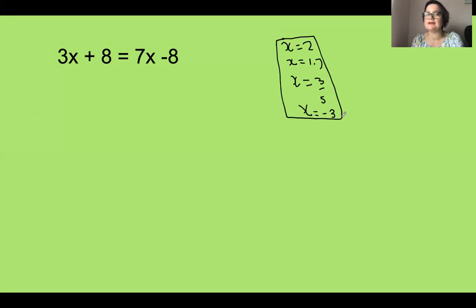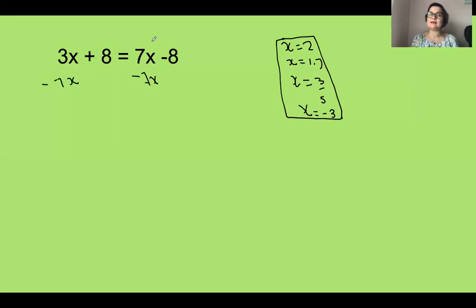And what do you see? You see the x's on the left-hand side and the numbers on the right-hand side. So what does this mean? You want to have all the x's on the left-hand side and all the numbers on the right-hand side. So we will begin with the x's. That means you get rid of the x's on the right-hand side because you want them on the left-hand side. So minus 7x.